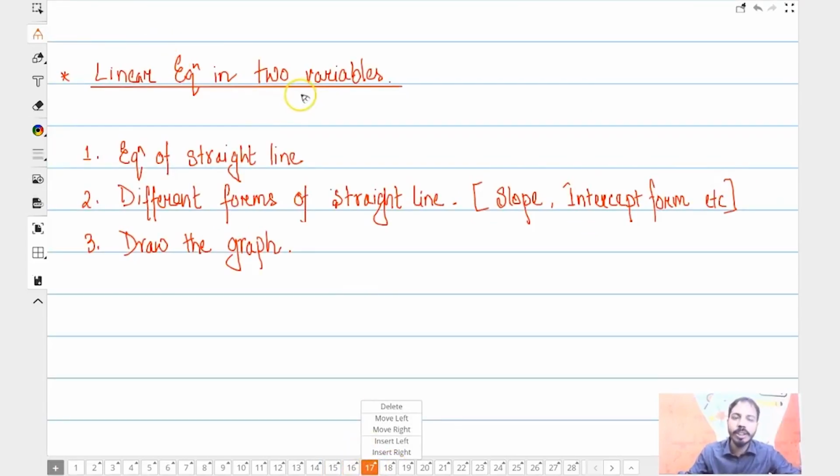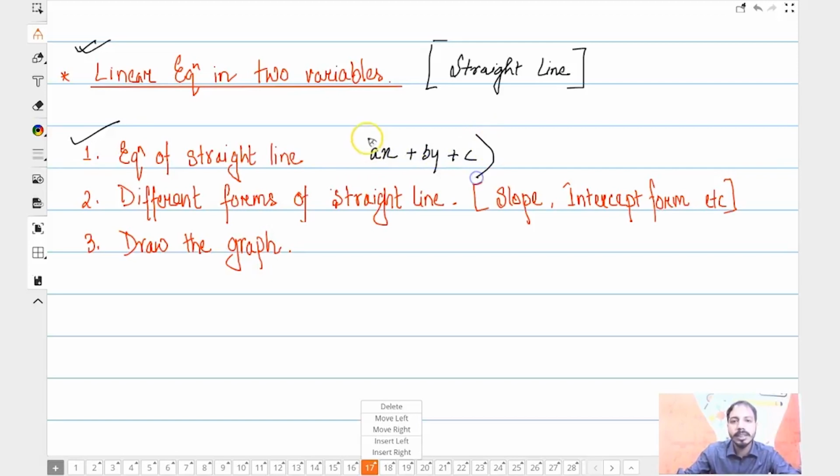The next topic is linear equations in two variables. Now this is a very important topic, as I have already told you, but in class 9 you are just getting the starting of it. Another name for this is the straight line. That means the moment you have these types of equations, you are going to get a straight line if you draw or plot them in a graph. So what is the equation of a straight line in two variables? That is ax plus by plus c equals 0. This is the standard form of the equation of a straight line.